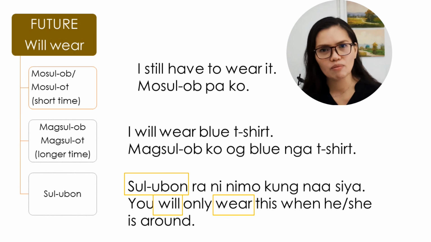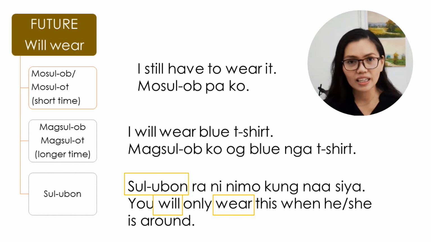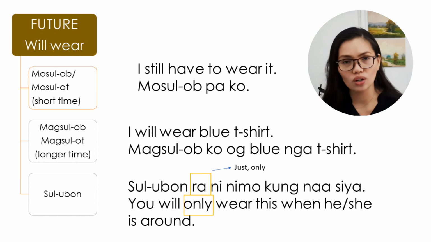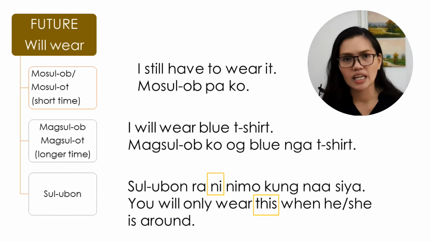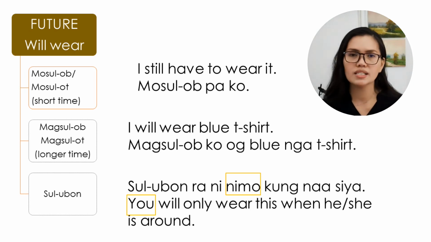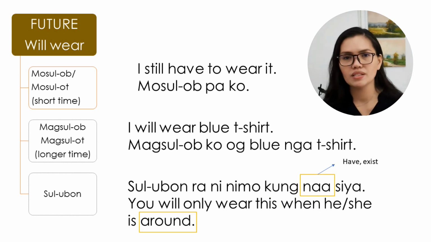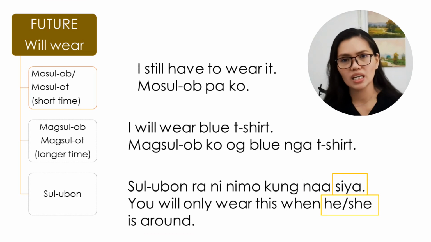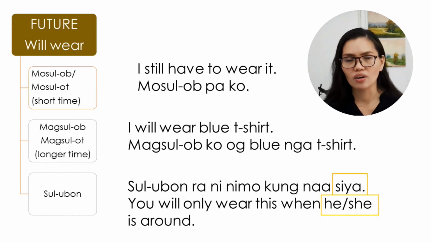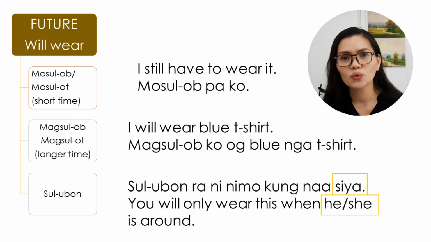Sul-ubon ra ni nimo kung naa siya. In English, you will only wear this when he or she is around. Ra here is just or only. Ni, this is referring to a specific item, okay? Nimo is you. Kung is if or when. In this case, the kung here is when. Naa means around, have, or existing. Siya is referring to a person, he or she. Will only wear this when he or she is around. Sul-ubon ra nimo kung naa siya.